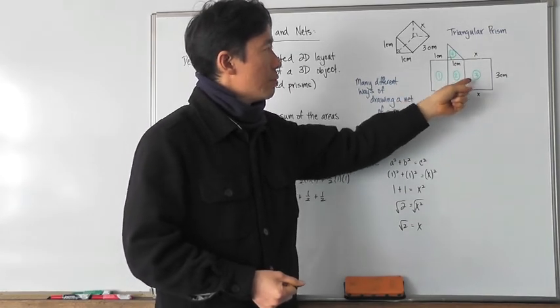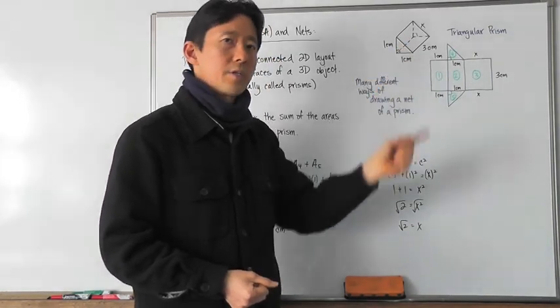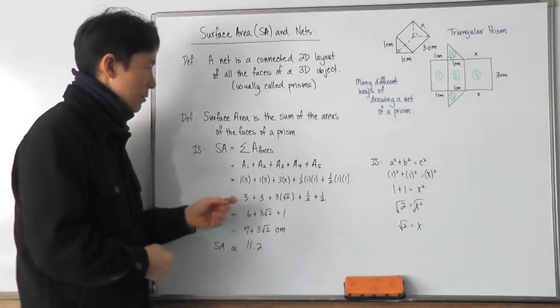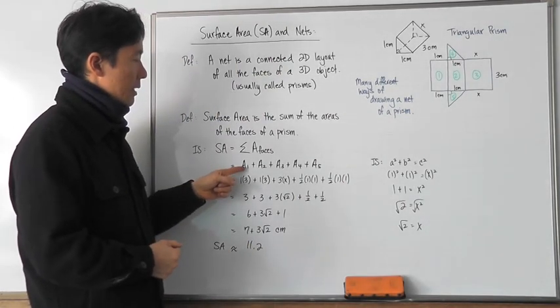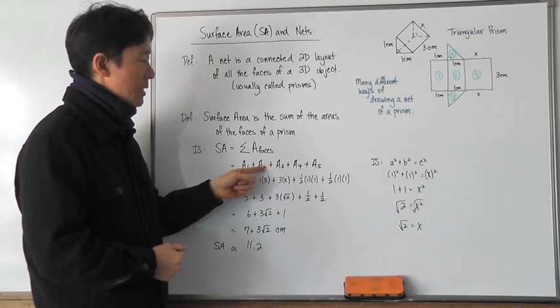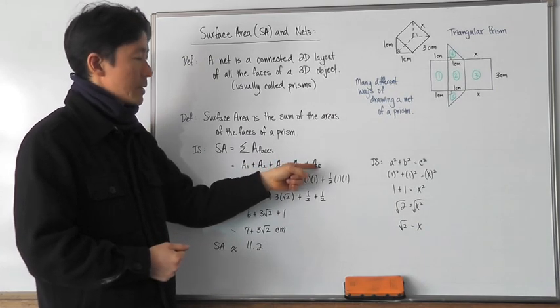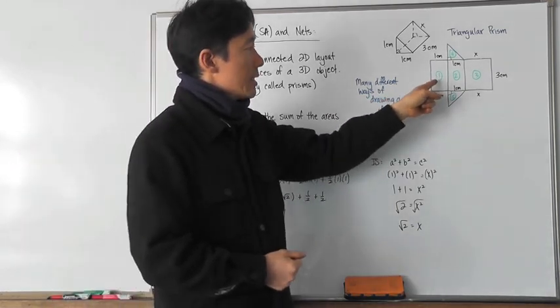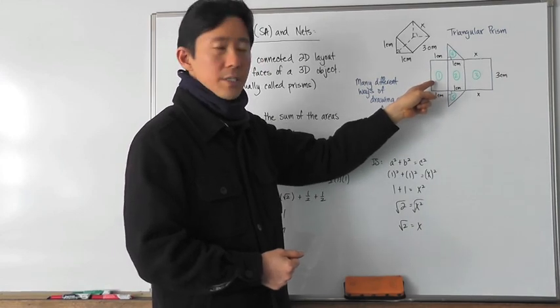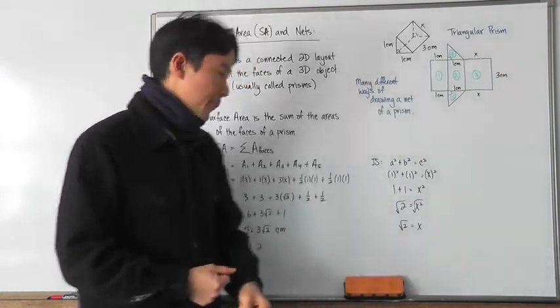Well, we have 1, 2, 3, 4, and 5 faces of this triangular prism. So what I'm going to do then is simply state that we're going to add up a sub 1 plus a sub 2 plus a sub 3 plus a sub 4 plus a sub 5, knowing that this is representing a sub 1, which is the area of the rectangle, etc.